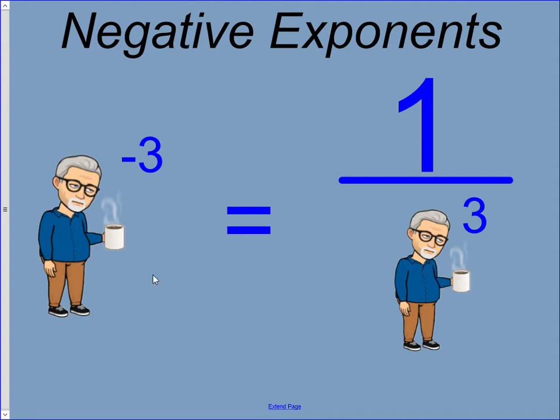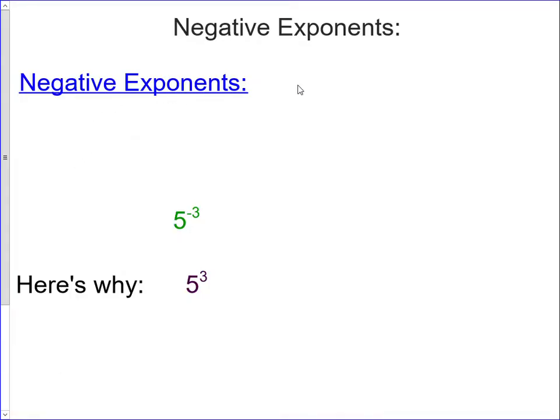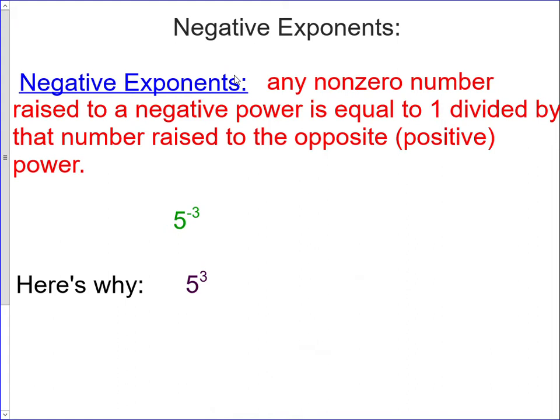Okay, let's take a few minutes and talk about negative exponents. The rule for negative exponents says that any non-zero number raised to a negative power is equal to 1 divided by that number raised to the opposite or positive power. So let's apply the rule to 5 to the negative third power. The rule says that it would be equal to 1 divided by 5 to the positive 3 power, which we can simplify to 1 over 125.